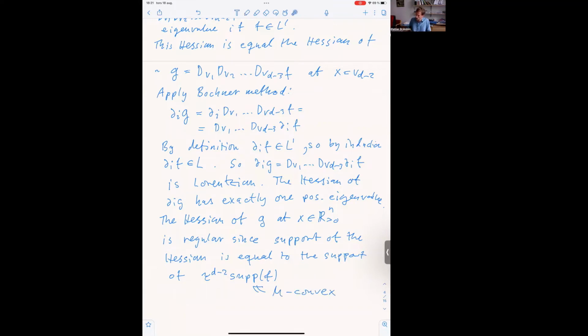And why is this? Well, we know that taking derivatives with respect to the positive orthant, what it does to the support is just truncating the support. So we truncated it down d minus 3 times here, but we do it one more by evaluating x equals this.